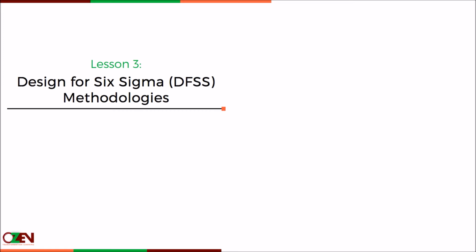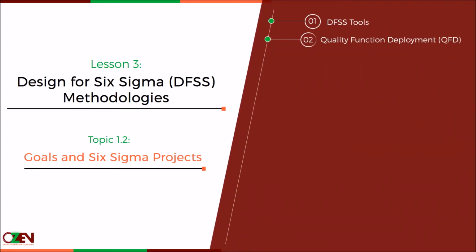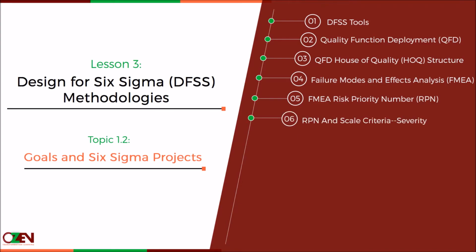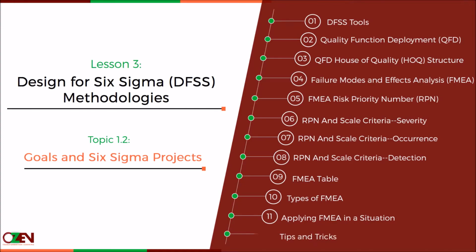In the topic Goals in Six Sigma Projects, we will address common tools used for design for Six Sigma projects. There are many tools, but we will only discuss two in this Greenbelt course, QFD and FMEA. Following are the points we will talk about: DFSS tools, quality function deployment, QFD House of Quality, the HOQ structure, failure modes and effects analysis, or the FMEA, FMEA risk priority number, or the RPN, RPN and scale criteria for severity, occurrence, and detection, look at a FMEA table, types of FMEA, applying the FMEA in a situation, and lastly, a few tips and tricks.